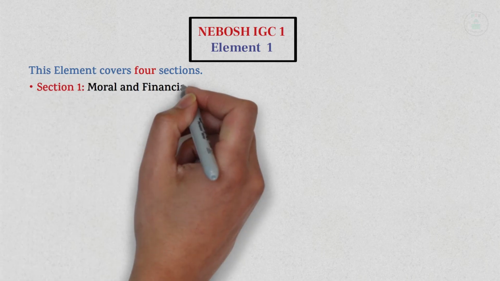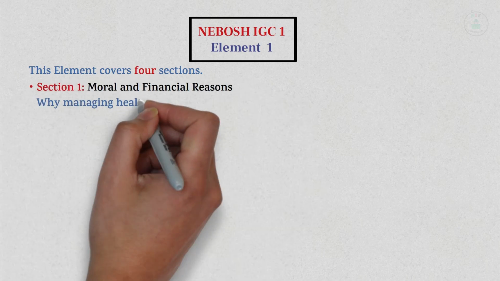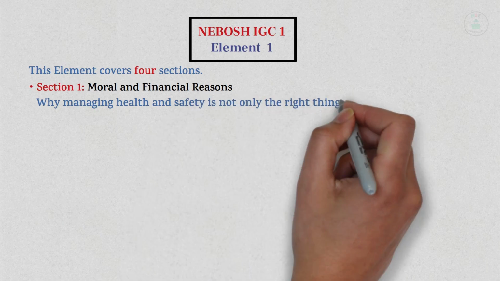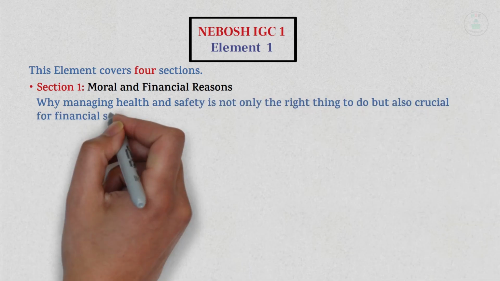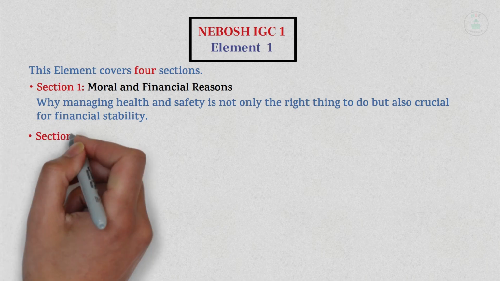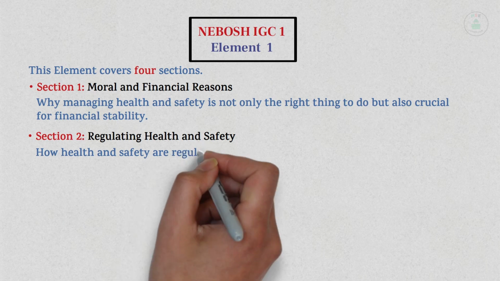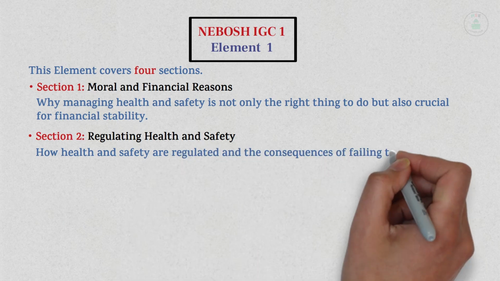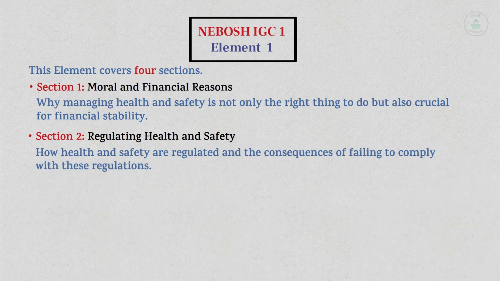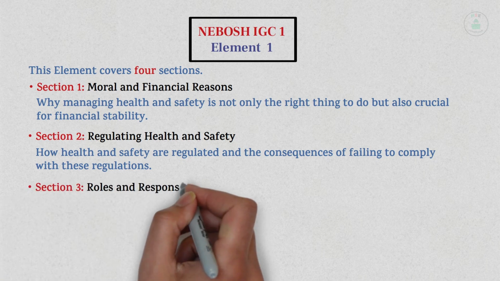Section 1, Moral and Financial Reasons. This section will explore why managing health and safety is not only the right thing to do but also crucial for financial stability. Section 2, Regulating Health and Safety. This section will look at how health and safety are regulated and the consequences of failing to comply with these regulations. Section 3, Roles and Responsibilities.